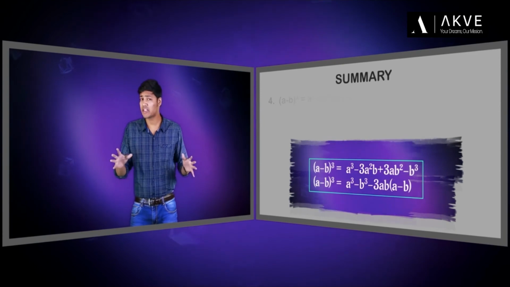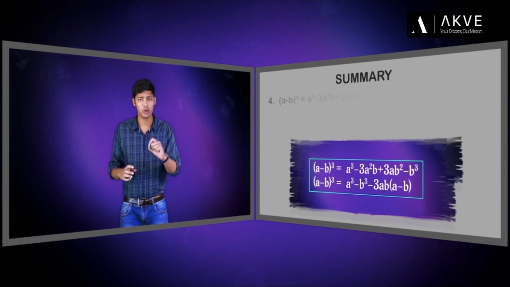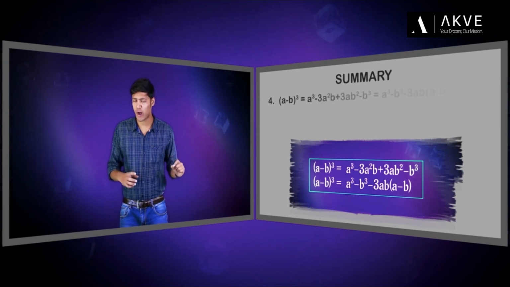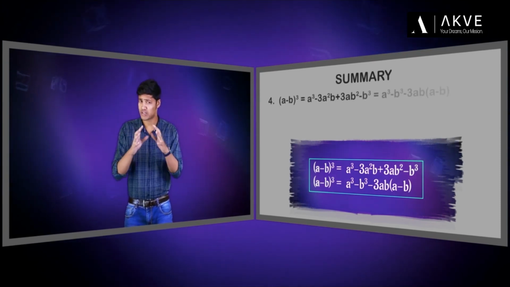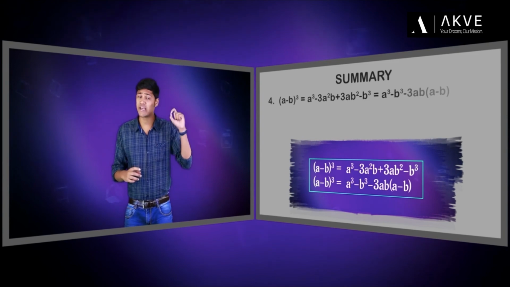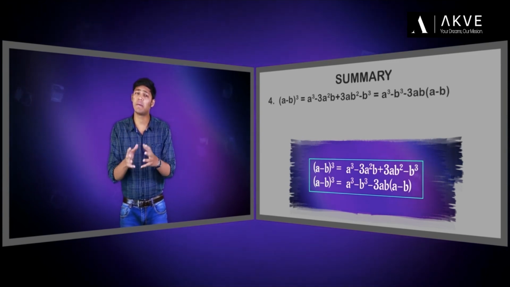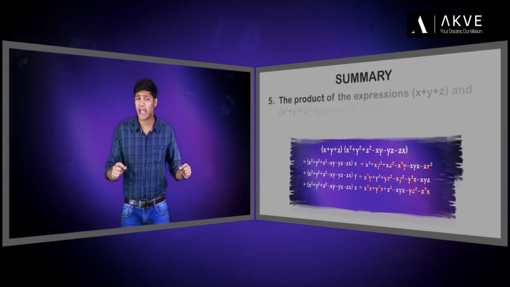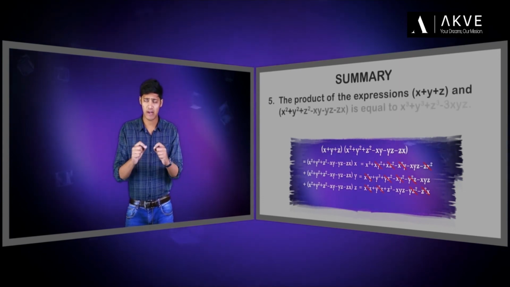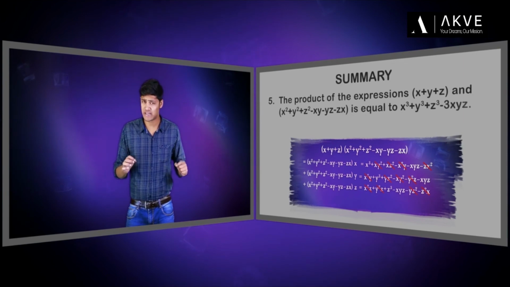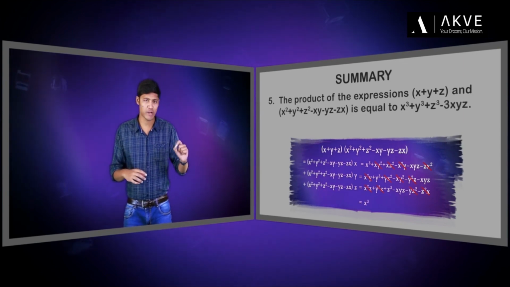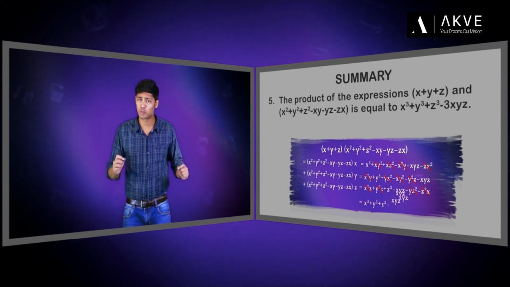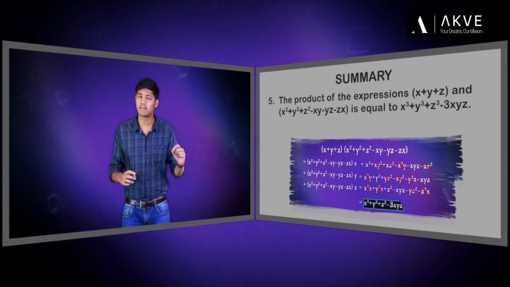(a minus b) whole cubed is equal to a cubed minus 3a squared b plus 3ab squared minus b cubed, which is nothing but a cubed minus b cubed minus 3ab multiplied by (a minus b). The product of the expressions (x plus y plus z) and (x squared plus y squared plus z squared minus xy minus yz minus zx) is equal to x cubed plus y cubed plus z cubed minus 3xyz.